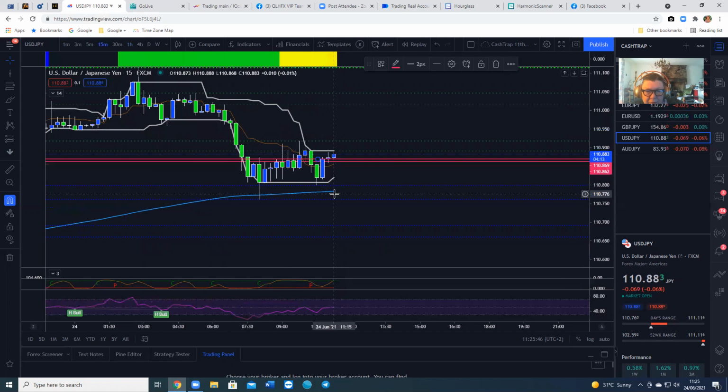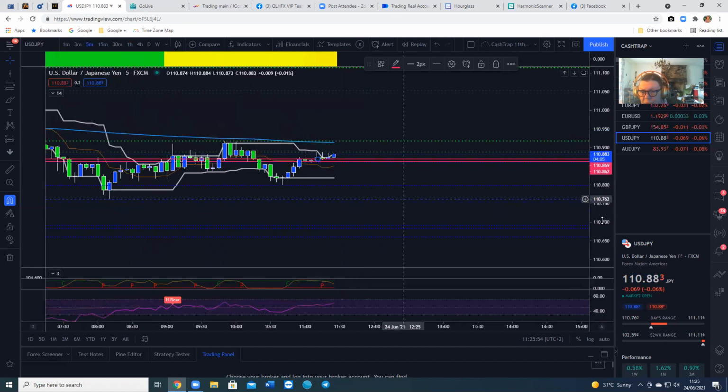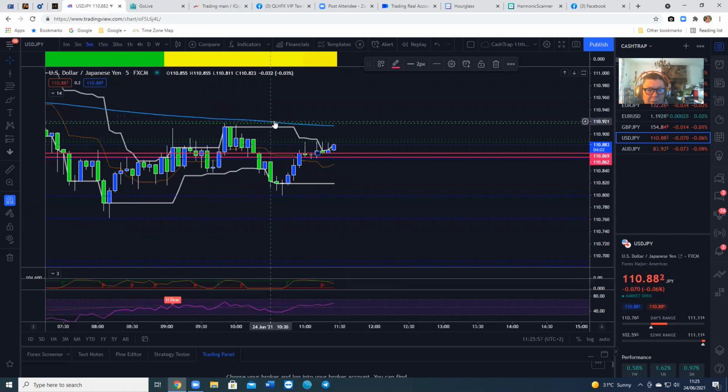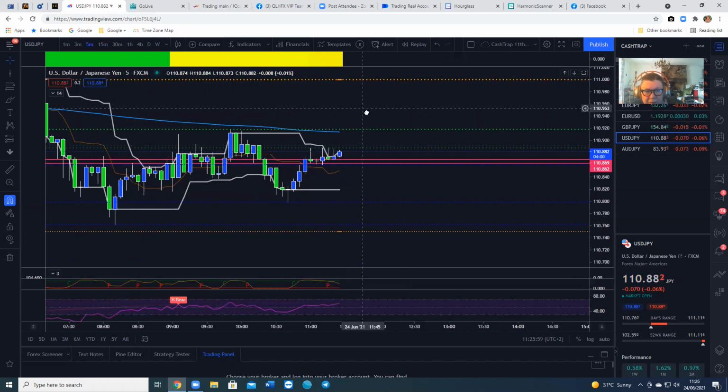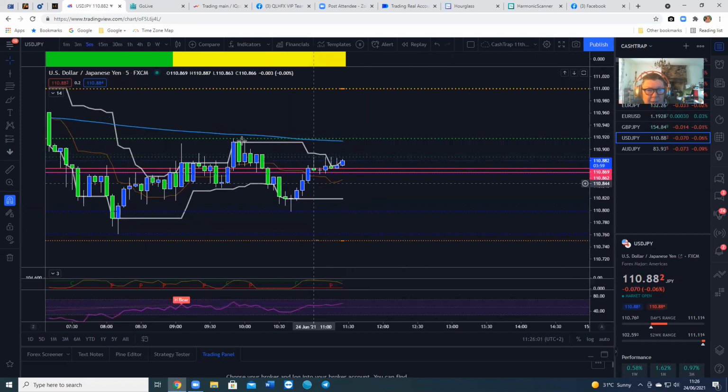It's still got the moving average on the 15-minute going up. So I'd like to see it push up before taking it for a put, but I'm not sure. You see, if you come to the 5-minute, we've now got the moving average above. So price does want to carry on down.